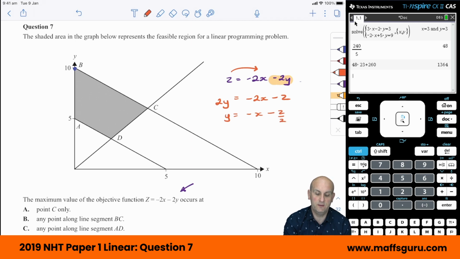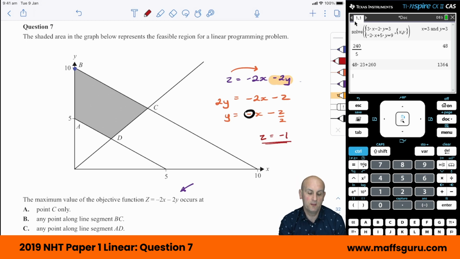Now, why is that important to me? Because the gradient actually is what's important to me. So I know the gradient of my objective function is equal to minus 1. That's the gradient of my objective function. It's not z equals minus 1. So if I were to now slide this down, I'd be looking for points somewhere in there or along the lines where z equals minus 1.